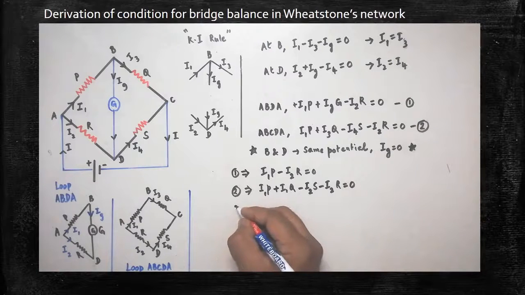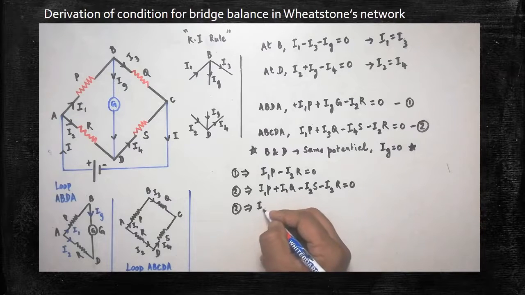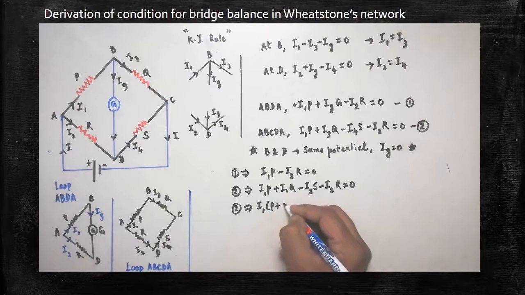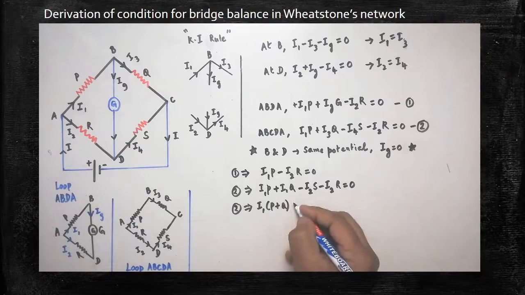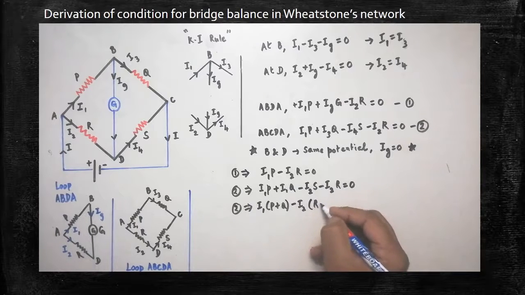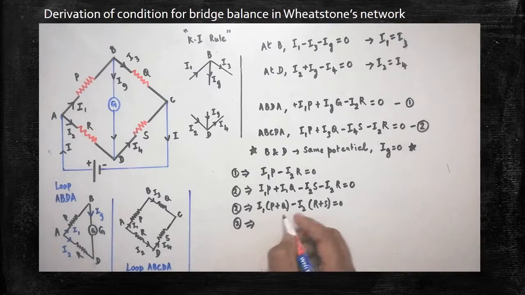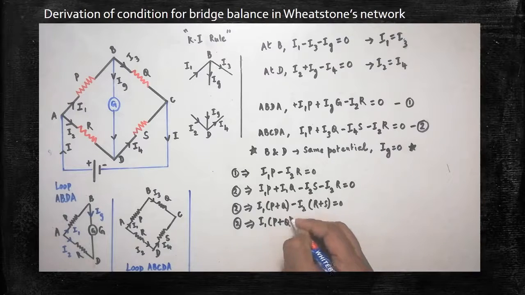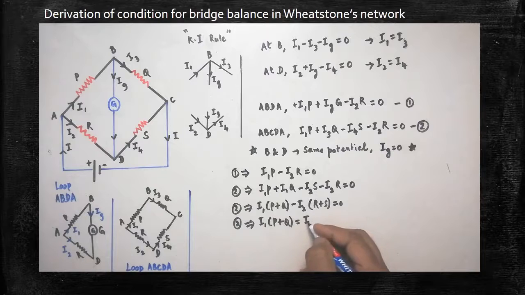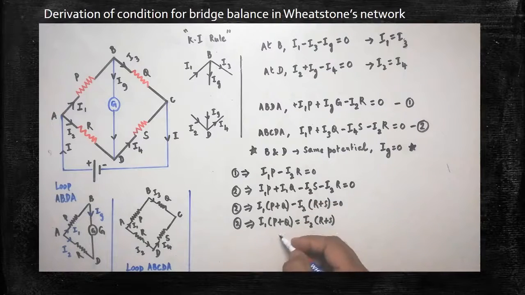Are you clear? The same equation 2 can be written in another form. I1 can be taken out, P plus Q, and then minus I2 outside, R plus S, is equal to 0. The same equation 2 can be split: I1 times P plus Q is equal to I2 times R plus S. Now equation 2 is rewritten in this form.